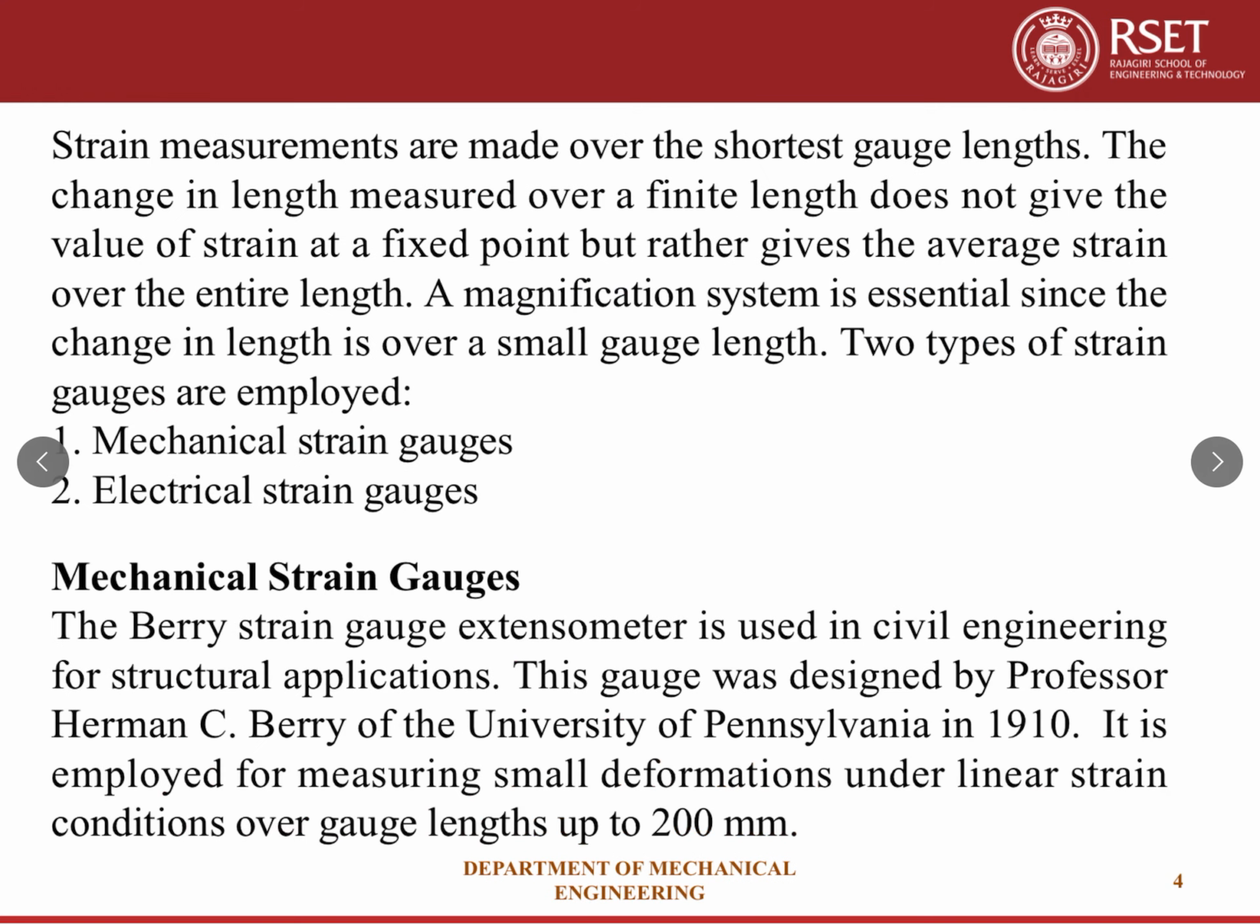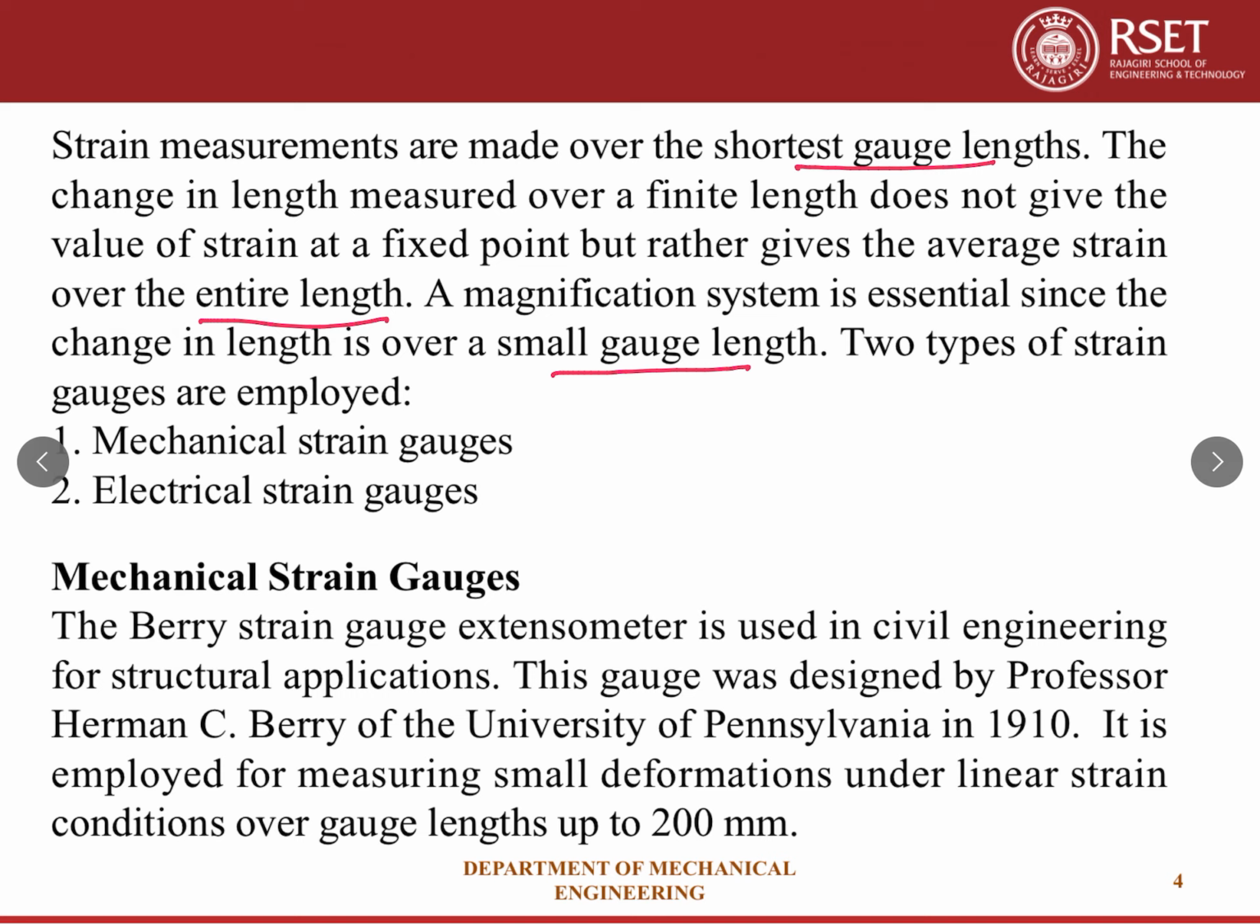The strain measurements are made over the shortest gauge length, because the change in length measured over a finite length does not give the value of strain at a fixed point, but rather gives the average strain over an entire length. Therefore we generally carry out strain measurement over a short gauge length. A magnification system is essential since the change in length is small over a short gauge length.